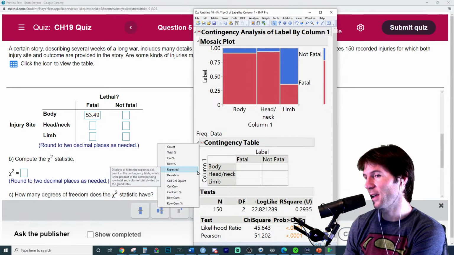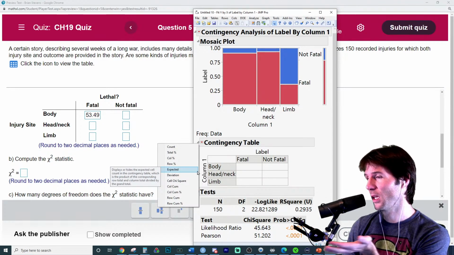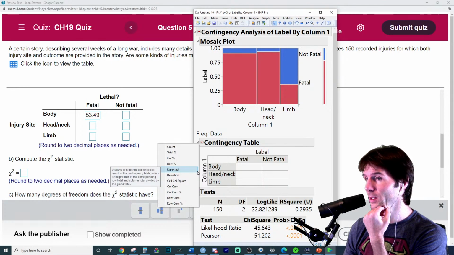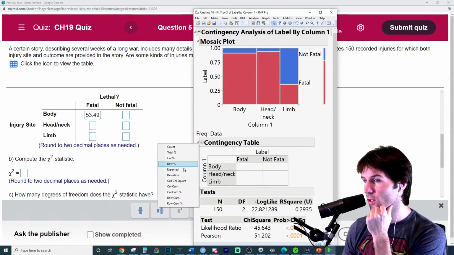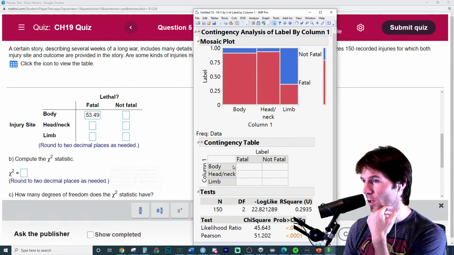That's what expected means. If there's no association right here, well, if you look, there's about the same amount of body, head, and limb injuries. So, well, there's a little bit more body injuries. So if you look at this, there's more body injuries, so I'd probably expect a little more fatal body injuries. And you see that right there. There's a little bit more fatal. There's a little less limb, so a little less fatal limb injuries, or a little less head.